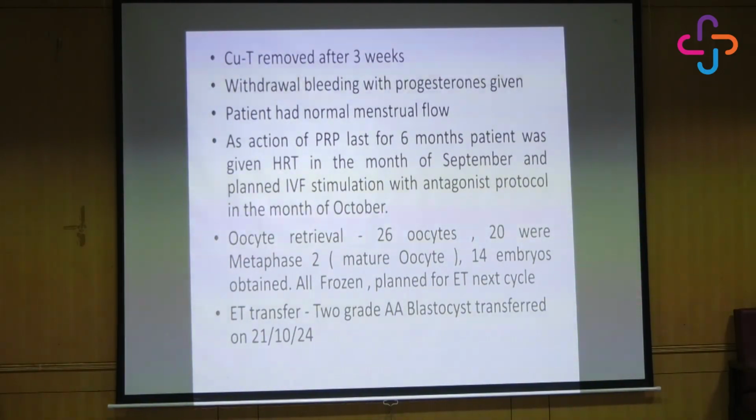On oocyte retrieval, 26 oocytes were retrieved, 20 were in metaphase 2, mature oocytes. 14 embryos were all frozen and planned for the next cycle. So she underwent embryo transfer in the month of October. A grade AA blastocyst was transferred.